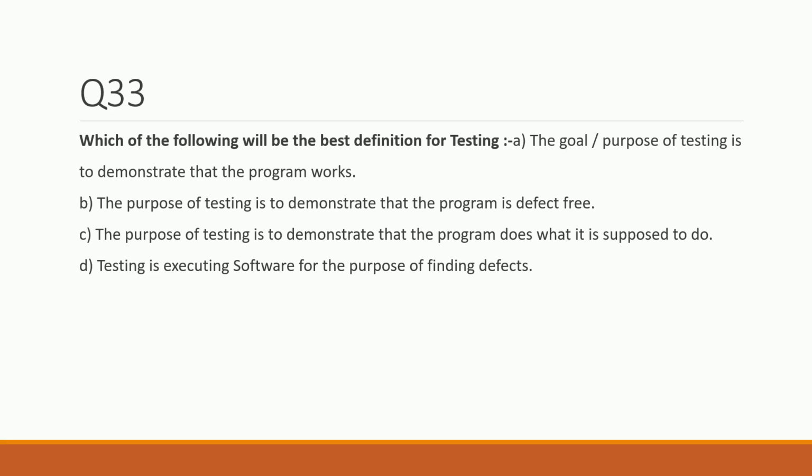Question 33 is which of the following will be the best definition for testing? The goal of testing is to demonstrate that the program works. The purpose of testing is to demonstrate that the program is defect free. The purpose of testing is to demonstrate that the program does what it is supposed to do, and the testing is executing software for the purpose of finding defects. And the correct answer is D, where testing is executing software for the purpose of finding defects.